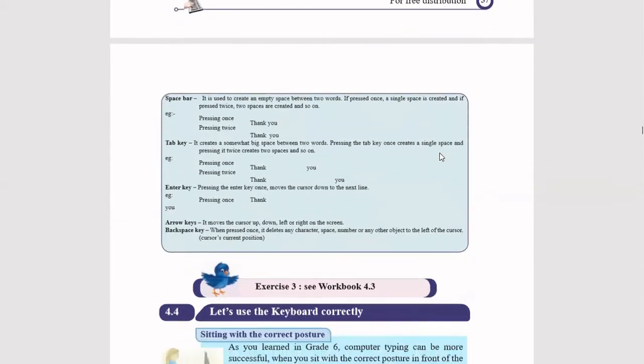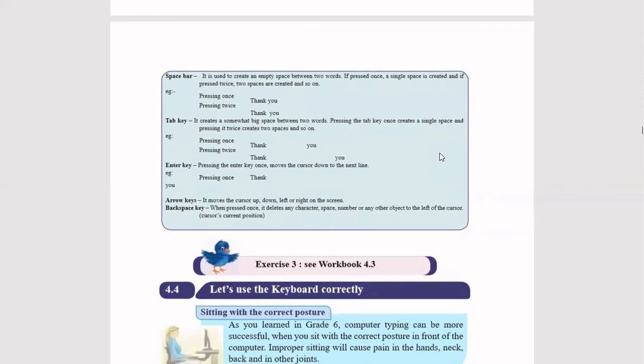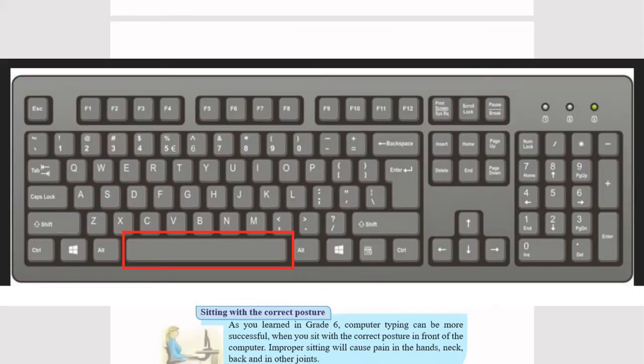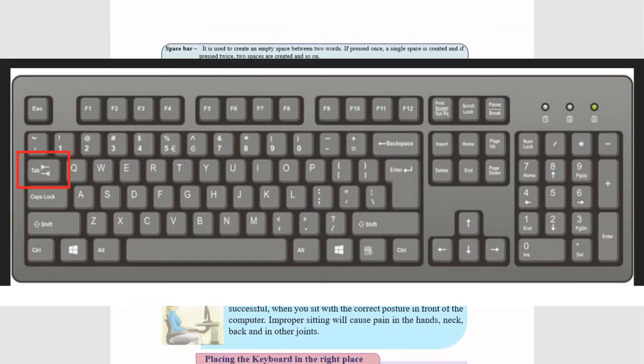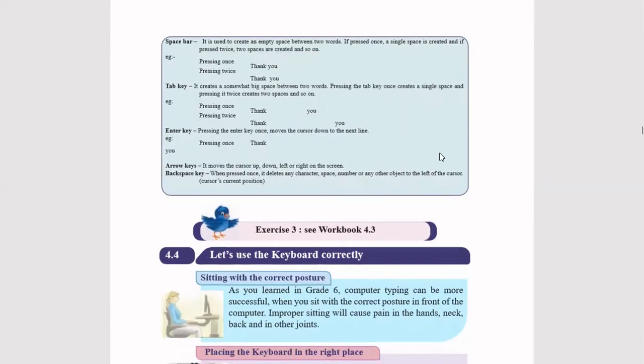Then comes the space bar, right? This is basically to enter empty space between words. So if you press once, it will be a single space. If you press two times, it will be two spaces like that. Then comes the tab key, right? If you want to have a big space in between the words, you can press the tab key. So if you press once, it's a single tab. If you press two times, it will be two tabs, kind of, right?